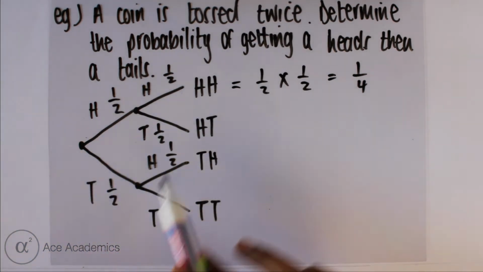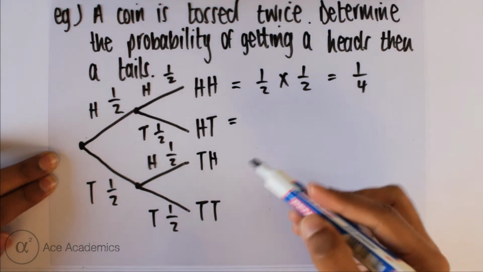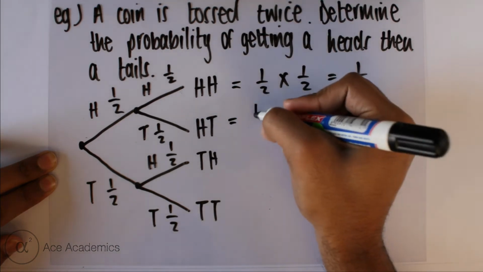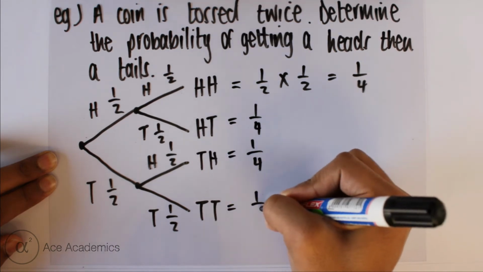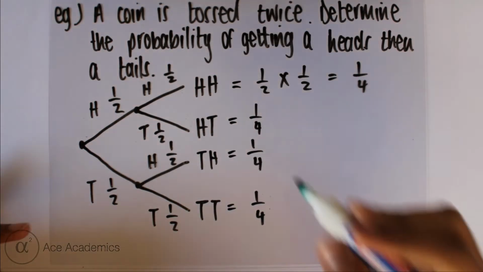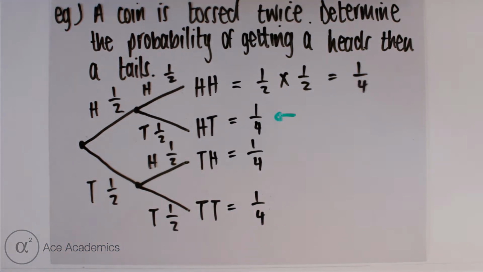Now, since all the probabilities in this tree diagram are half, the probabilities of getting a heads and then a tails, a tails and then a heads, and a tails and then a tails are all a quarter, because it's a half multiplied by a half. So let's look at the question. The question says, determine the probability of getting a heads then a tails. And this is your probability here. It's a quarter.